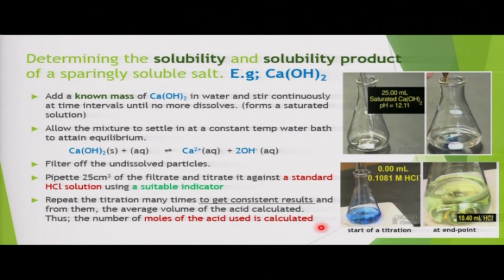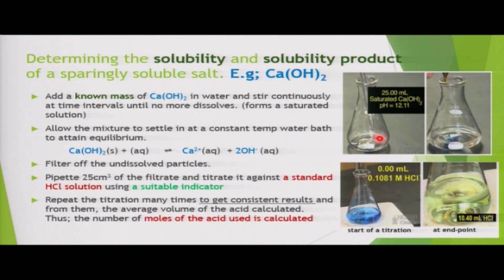Briefly, just get a saturated solution. We are using calcium hydroxide, for instance. Get a saturated solution whereby you dissolve some amount of the solute in water or in that solvent until no more dissolves. Then you will get a saturated solution. Pipette a known volume, in this case 25 milliliters.